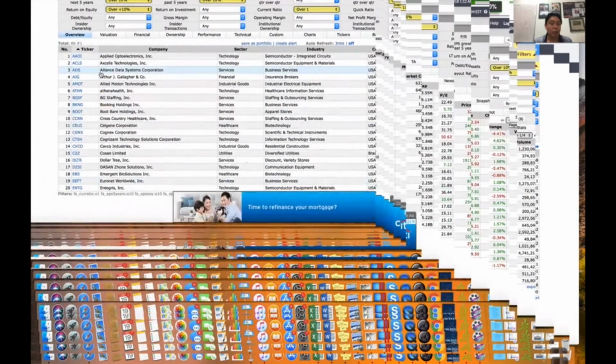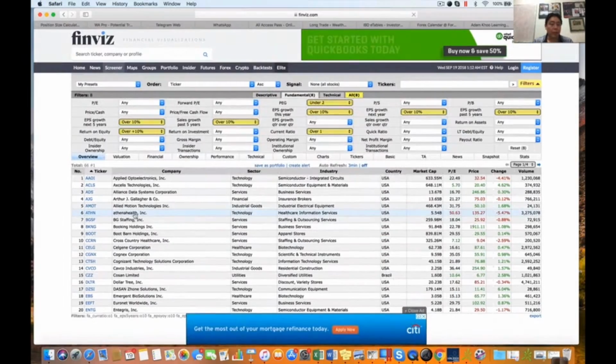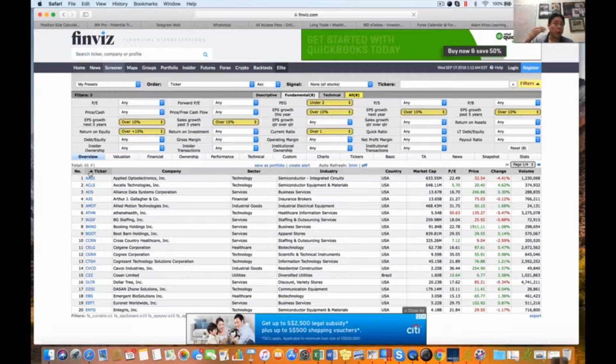Right. So these are some of the stocks applied. Opto Electronics, Exelis, Alliance. So some of them are familiar names. Some of them I've never heard of before. So again, what you can do with this list of 66 is to then study them closer and go through the steps of analyzing a great stock, which we'll be going to in the lessons to come.